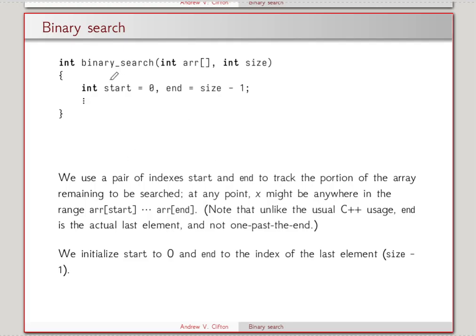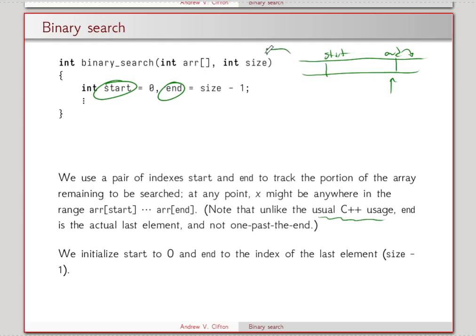Okay, so we're going to use a pair of indexes to keep track of the range of the array that I have left to search. While I'm searching through the array, i could be anywhere from start to end. And unlike the usual way that we use end in C++, end is the actual last element. It's not one past the end. So it's the actual index of the last element that the x could possibly be in.